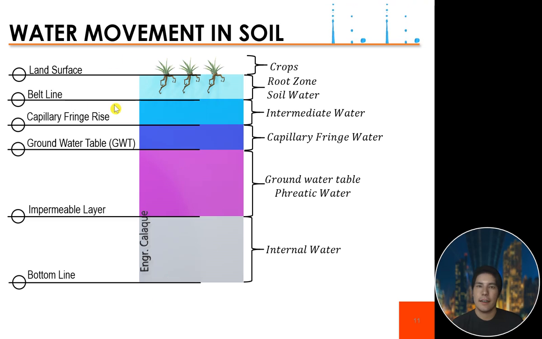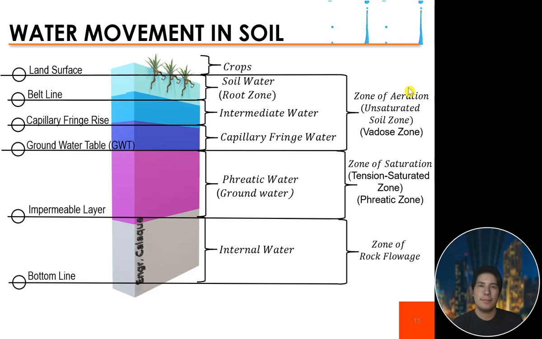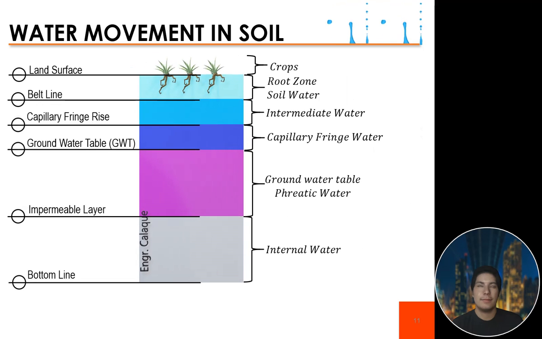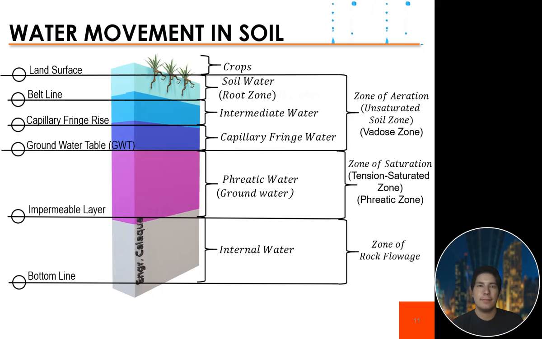Okay? So, ito yung mga different layers ng soil natin in terms of soil water. Okay, so bali, kung makikita natin itong soil water, kung saan yung root zone natin, yung intermediate water tsaka yung capillary fringe water, that is part of the zone of aeration or the unsaturated soil zone, or we call it vadose zone.